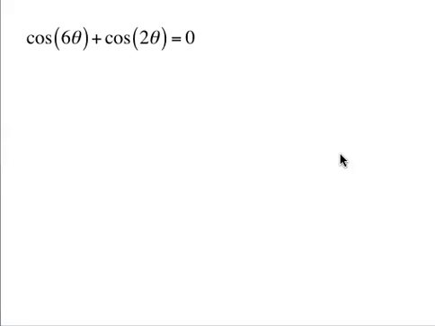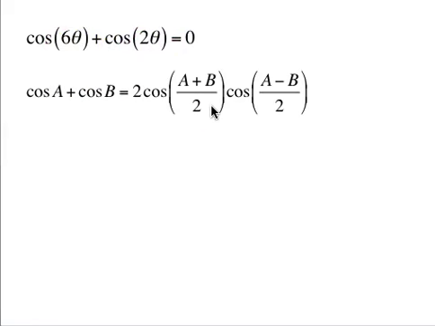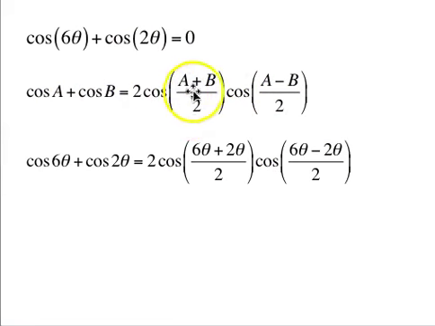Our next question is cos 6 theta plus cos 2 theta is 0. This is a product to sum identity question. I need to look up cos A plus cos B to see what sort of formula I need. And we get cos A plus cos B is 2 cos of (A plus B) over 2 times cos of (A minus B) over 2. A will be 6 theta and B will be 2 theta. So 6 theta plus 2 theta, 8 theta over 2, is 4 theta. 6 theta minus 2 theta, 4 theta over 2, would be 2 theta.